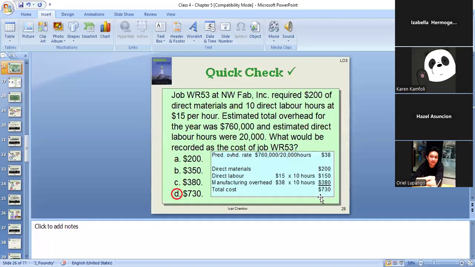Professor, in all the examples, are we always going to have the numerator and denominator? Yes, you have to come up with this predetermined overhead rate.